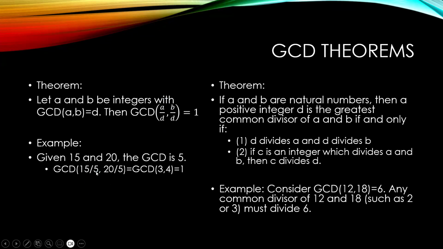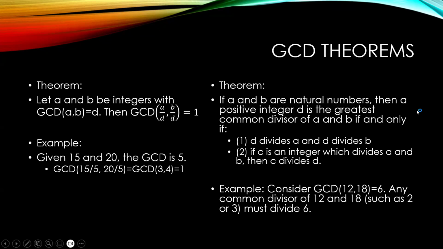And here's an example. Given 15 and 20, the GCD is 5. Well, what this theorem is saying is that if we divided out that 5, we would get the GCD of 3 and 4, which is 1. That's nice. So this is saying if we divide out by the greatest common divisor, we are always going to get 1. Here's another theorem.